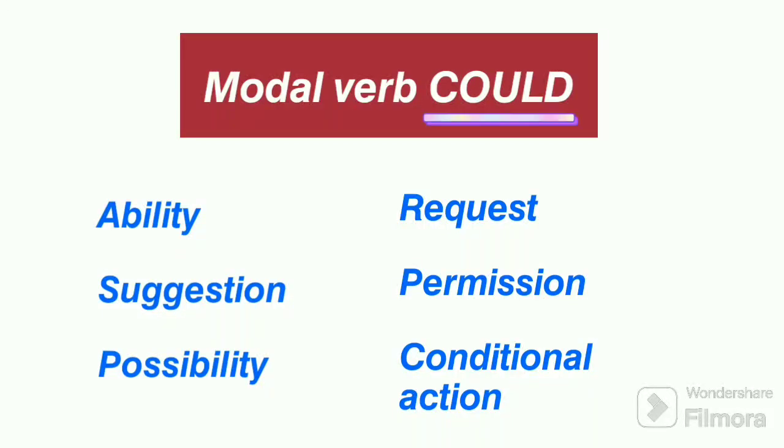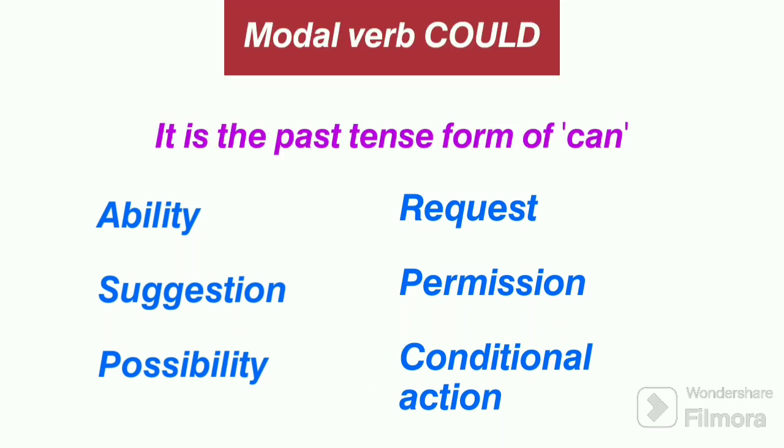We can use the modal verb could to refer to some ability, some request, some suggestion, some permission, some possibility, and for some conditional action. It is basically the past tense form of can, but we can use could for all these just mentioned purposes. Okay, then let's try to understand with examples, okay?